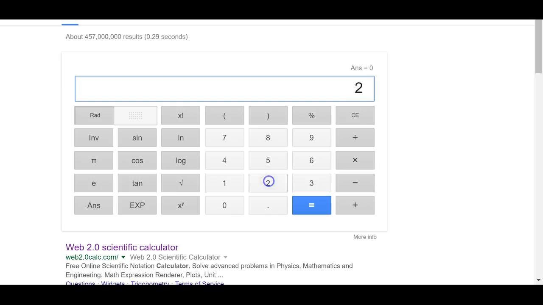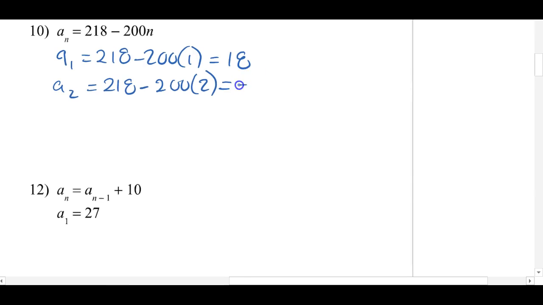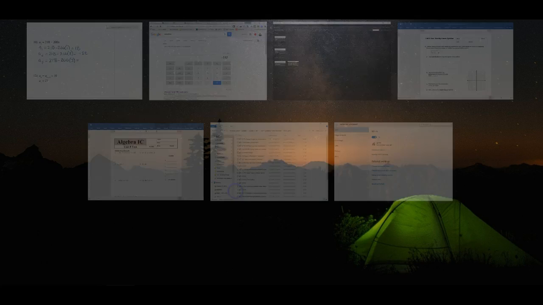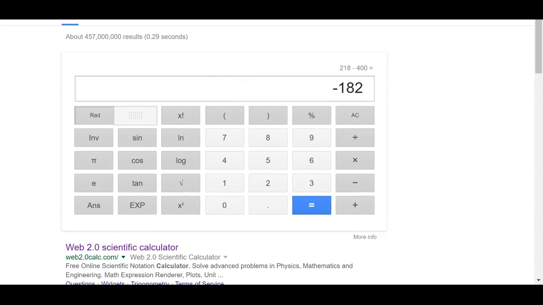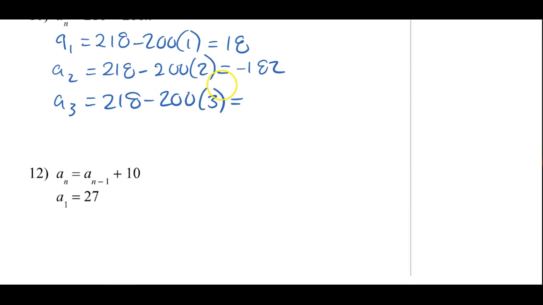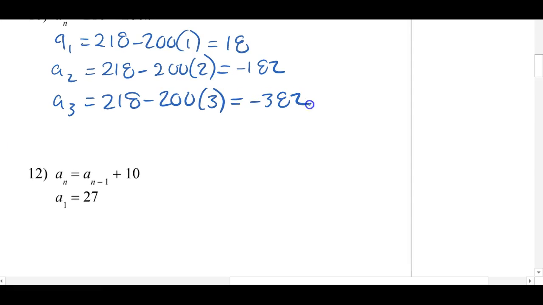So I'll Google calculator. So 218 minus 400, negative 182. Okay, and then the next one, 218 minus 200 times 3. Oops, sorry. Okay, so now clear that. 218 minus 600 this time. Negative 382. Okay, and then I know my next term is going to go down another 200, so that would be negative 582. Okay, so there's my terms.